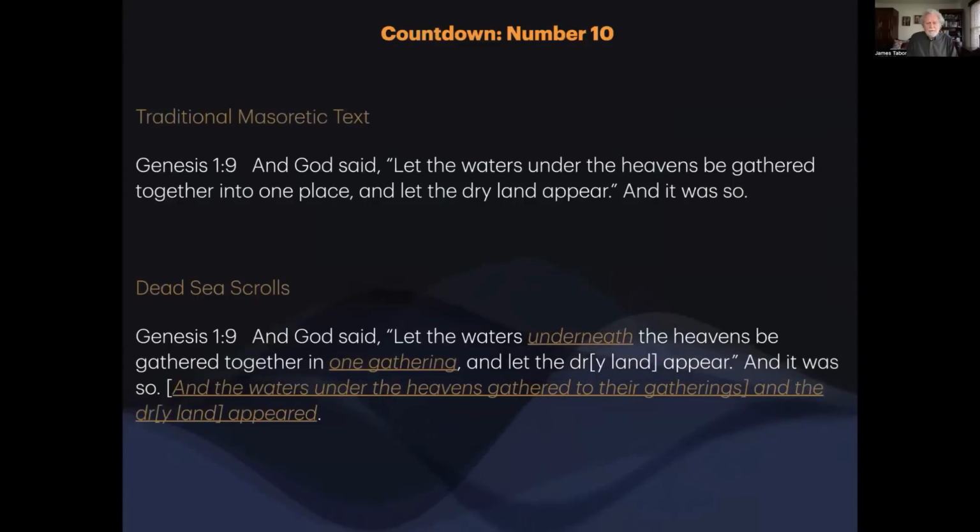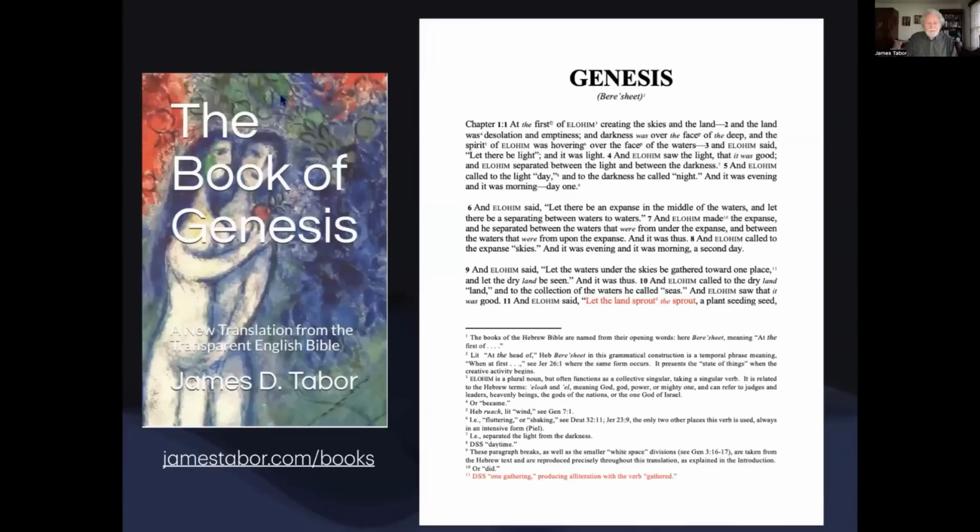It's from the book of Genesis. I have a translation of Genesis, and in my translation, I've included in the notes all the differences from the Dead Sea Scrolls that are significant.